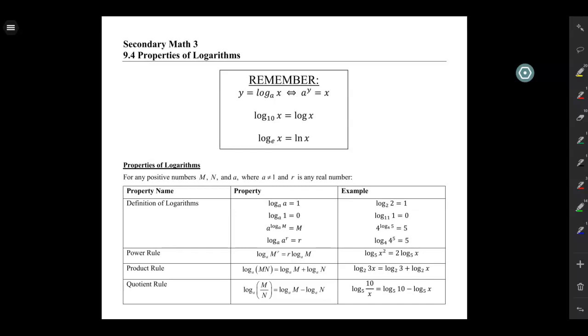Today we're going to be talking about the properties of logarithms and how we can use them to simplify some expressions and also to expand and condense logarithms. So first I wanted to just go over what a logarithm is.